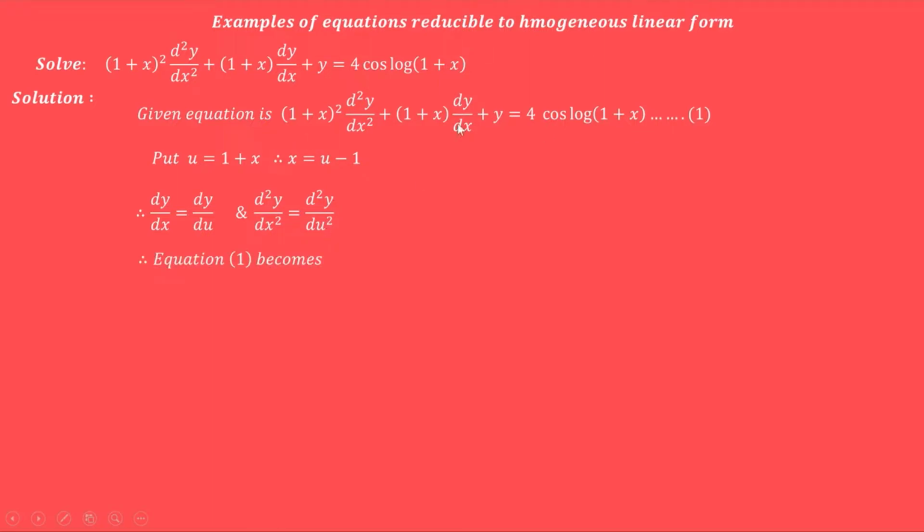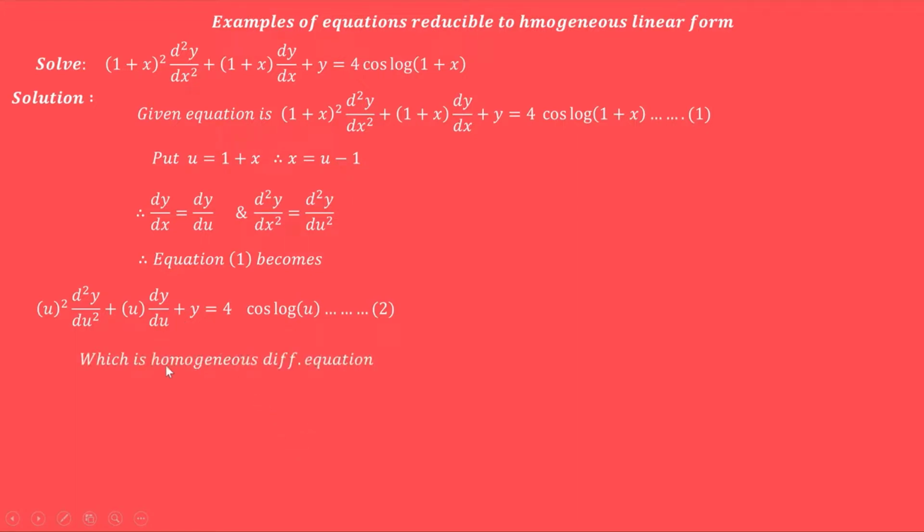And therefore this equation 1 becomes u square d2y by du square plus u dy by du plus y equal to 4 cos of log of u. Now observe this equation. This is the differential equation in two variables u and y, and here we observe that power of u and order of derivative in each term both are same. Means this is the homogeneous linear differential equation in two variables u and y. Now we have to solve this differential equation, means we have to reduce this equation to the linear differential equation.